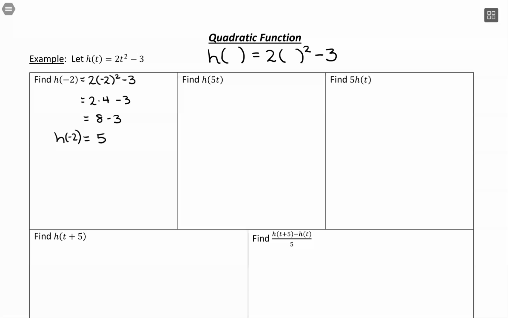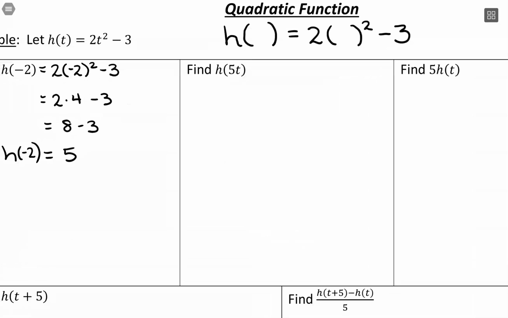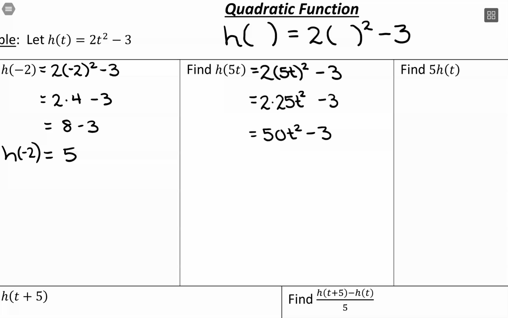Now what I'm going to do in this next one is a little bit new, which is where I'm going to plug in 5t. But really we don't change much in terms of what we do. I'm still going to have 2 times my input squared minus 3. It's just where I have my input, I'm plugging in this 5t. So then with this, I'll have 2 times, and then 5t squared should be 25t squared. And then minus 3. Multiply the 2 and 25 for 50t squared. And then minus 3. And then we can't simplify any further than that.